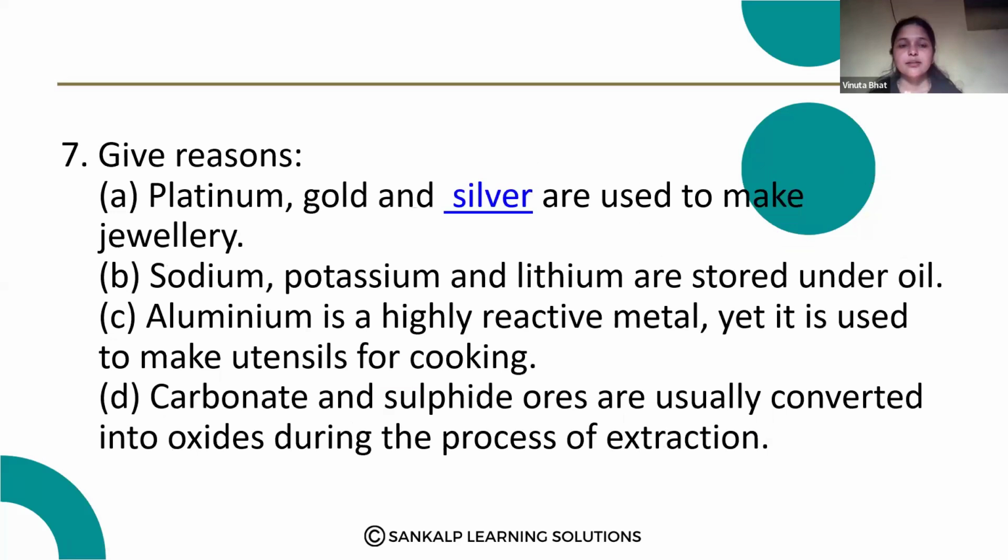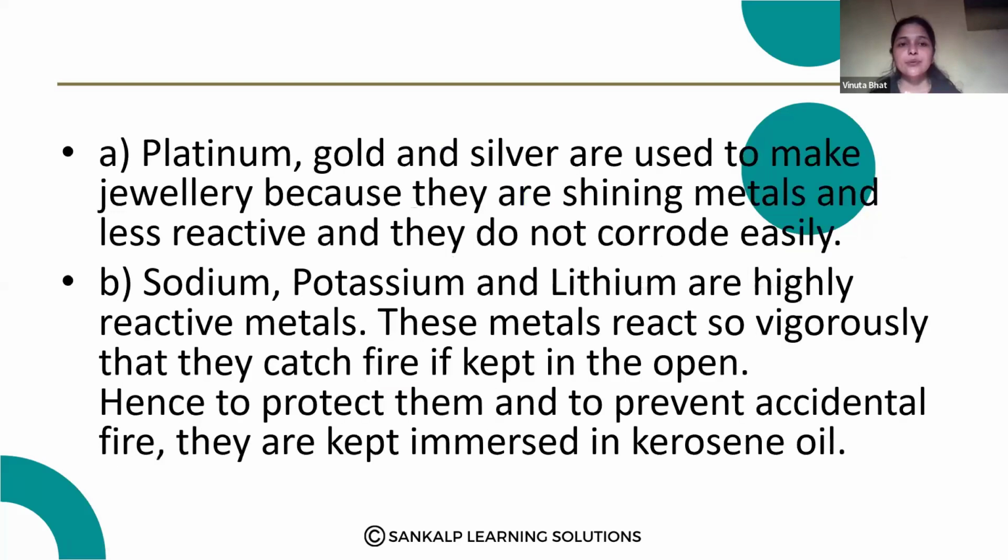Next question, give reasons. Platinum, gold and silver are used to make jewelry. So let us see the answer for the first one. Platinum, gold and silver are used to make jewelry because they are shining metals and less reactive and they do not corrode easily. So that is the reason.